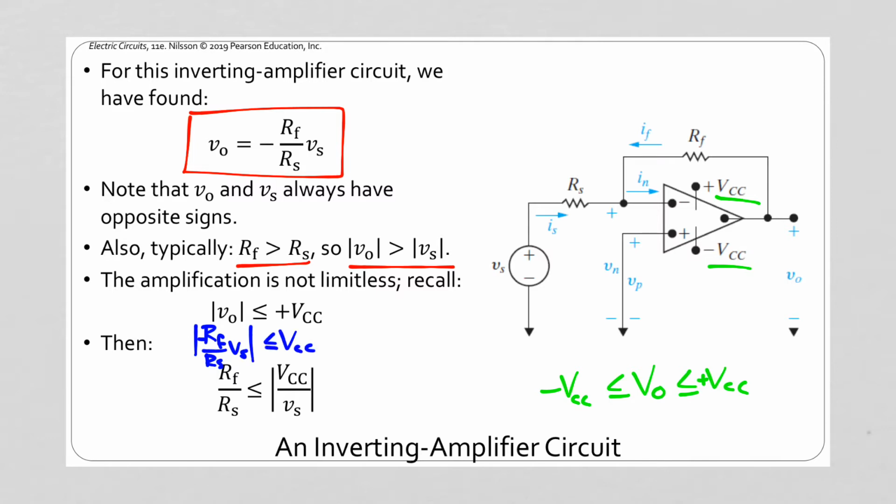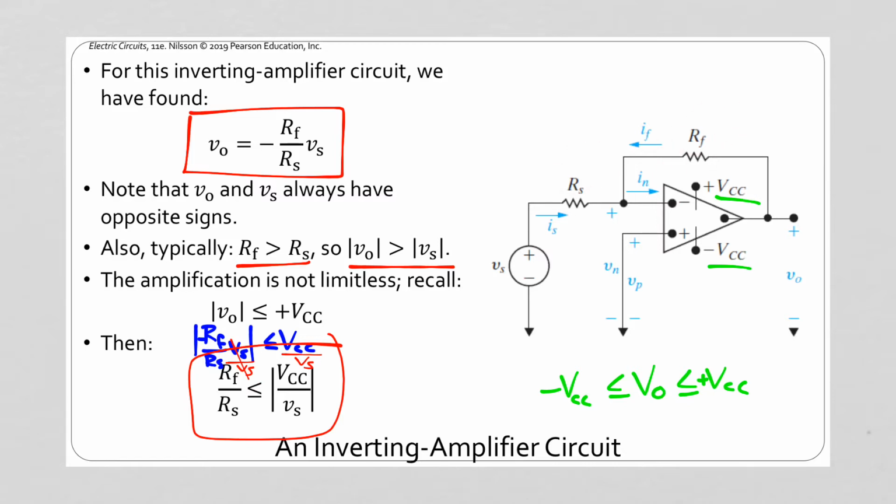and then if I divide by Vs, then I see a limit on my resistances. These two resistances have to be less than VCC divided by the signal voltage. So usually, again, the supply voltages are around 10 or 20 volts. The signal can be pretty small. Maybe that's the signal coming from an antenna or from a microphone or something, and so you're going to have a pretty small value. You want to amplify it quite a bit, so you can still get quite a bit of amplification, but there's a limit on how big the ratio of these two resistances can be.